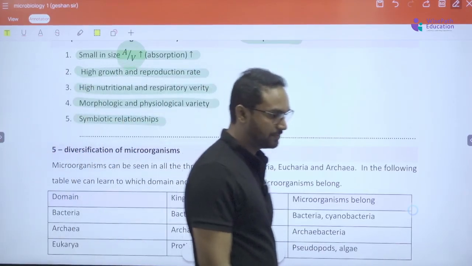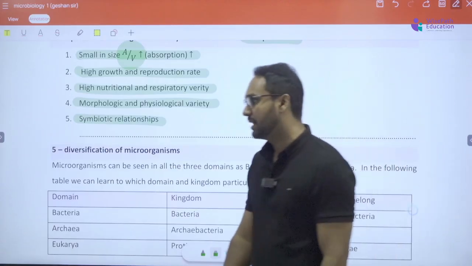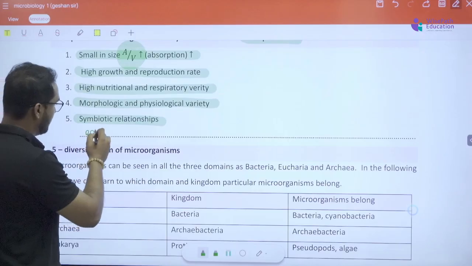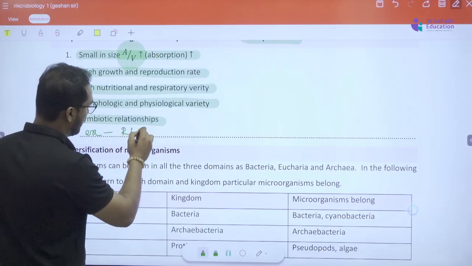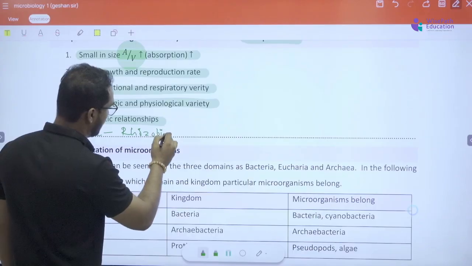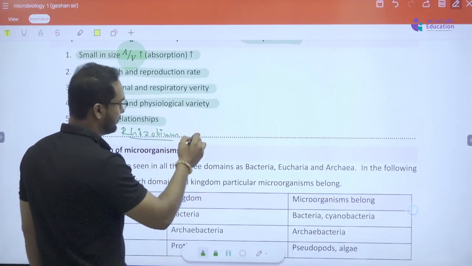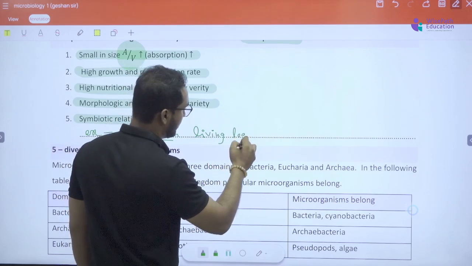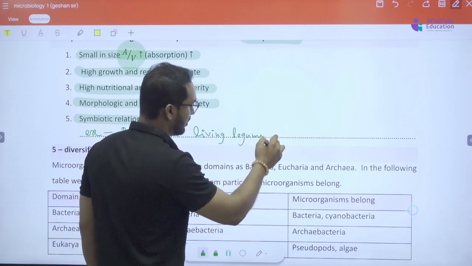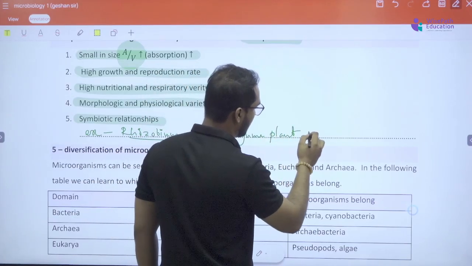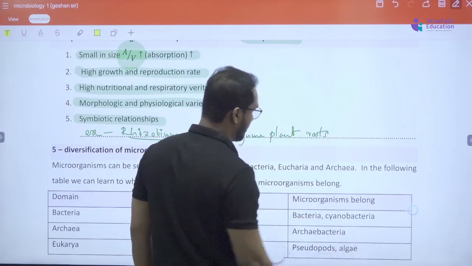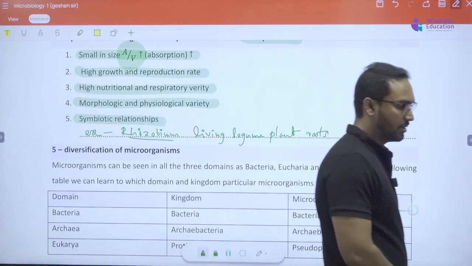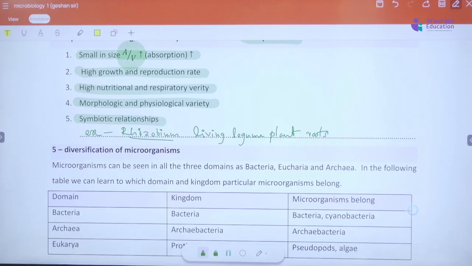Can you highlight this? Make an example clear. Write an example: Rhizobium living in legume plant roots, right?